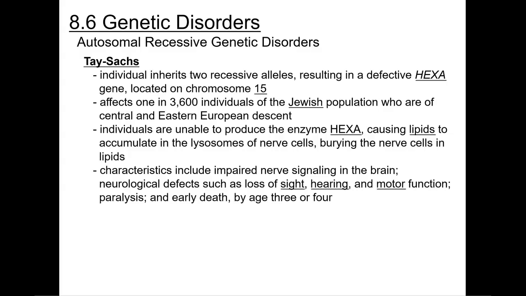The characteristics are going to include impaired nerve signaling in the brain, neurological defects such as loss of sight, loss of hearing, and loss of motor function, could lead to paralysis, early death, usually by the age of 3 or 4.